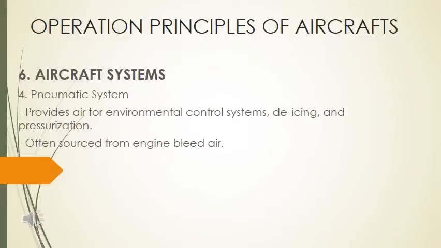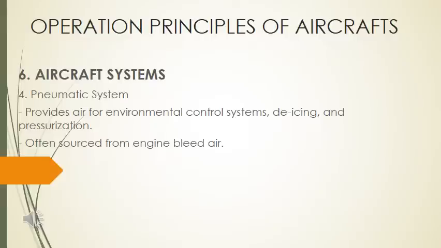Pneumatic system. It provides air for environmental control systems, de-icing and pressurization. It's often sourced from engine bleed air. The pneumatic system uses highly pressurized air, so it's often gotten from the engine. Bleed air simply means highly compressed air that is drawn from the compressor stage of the turbine. So the pneumatic system provides air for environmental control systems. Bleed air can also be used for de-icing.